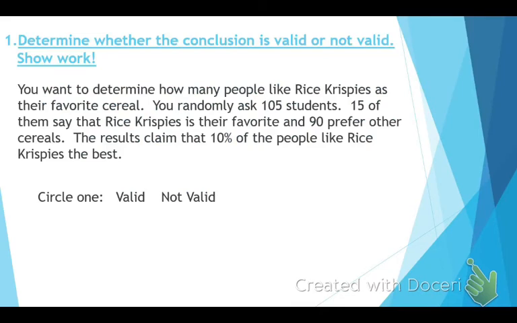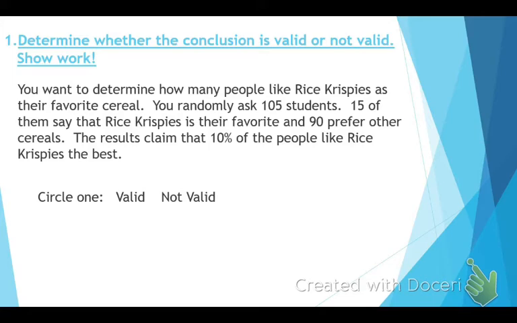Question number 1, determine whether the conclusion is valid or not valid. I want you to show work on this problem. You want to determine how many people like Rice Krispies as their favorite cereal. So you randomly ask 105 students. 15 of them say that Rice Krispies is their favorite, and 90 prefer other cereals. The results claim that 10% of the people like Rice Krispies the best. I want you to tell me whether that's valid or not valid.